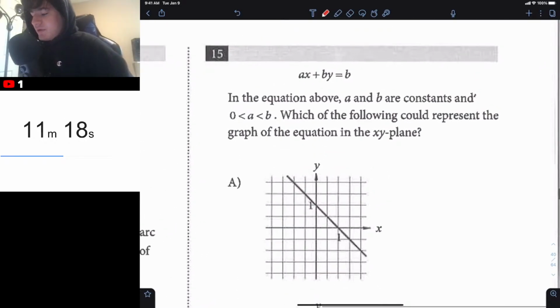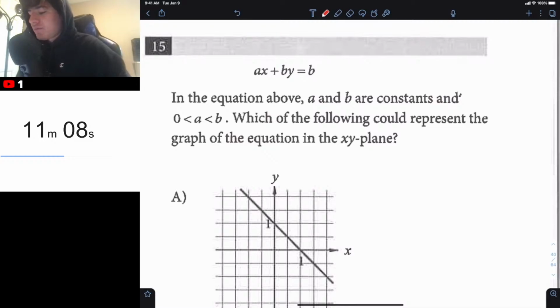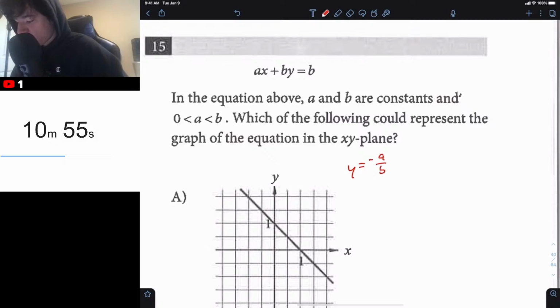In the equation above, a and b are constants, and a is between 0 and b. Which of the following could represent the graph of the equation in the xy plane? Okay, so I'm going to go ahead and actually solve for y here, because I like y equals mx plus b more than I like standard form. So let's see what I get here. I get y is equal to negative a over b x plus 1 if I solve for y.